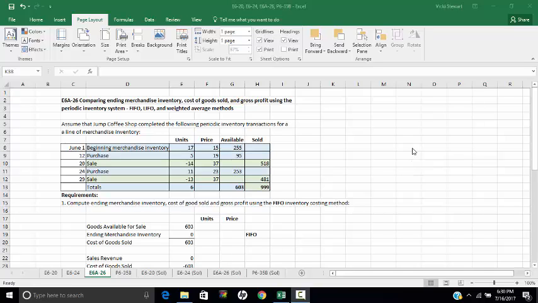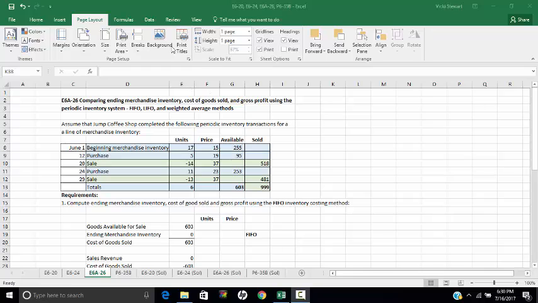This is a demonstration of exercise 6A26, comparing ending merchandise inventory, cost of goods sold, and gross profit using the periodic inventory system under FIFO, LIFO, and weighted average methods. The problem states: assume that Jump Coffee Shop completed the following periodic inventory transactions for a line of merchandise inventory.